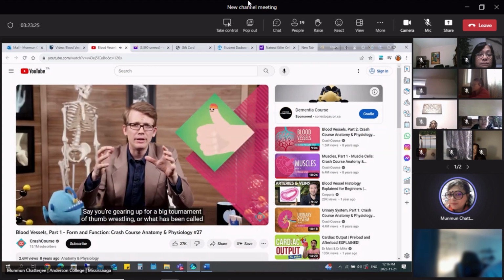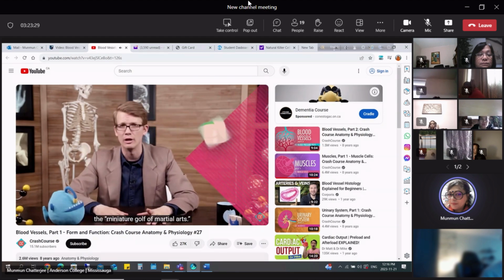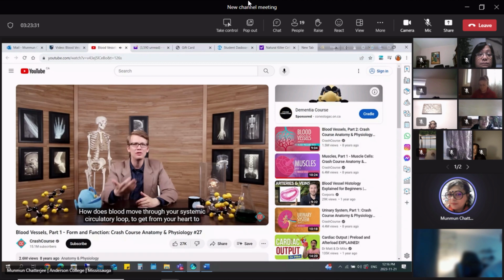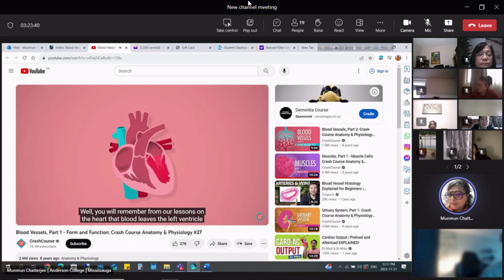Say you're gearing up for a big tournament of thumb wrestling, or what has been called the miniature golf of martial arts. How does blood move through your systemic circulatory loop to get from your heart to your champion right thumb flexing muscle, the flexor pollicis brevis, and back again? Well, you will remember from our lessons on the heart that blood leaves the left ventricle through the aorta, the biggest and toughest artery in your body, roughly the diameter of a garden hose.